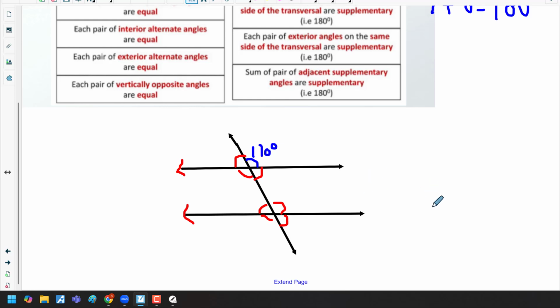And the way to do that is to realize that, okay, since this is 110 degrees, we know that because of the opposite angle theorem that this angle here is also 110 degrees. And I know that this is 110 degrees, but this is also 110 degrees.